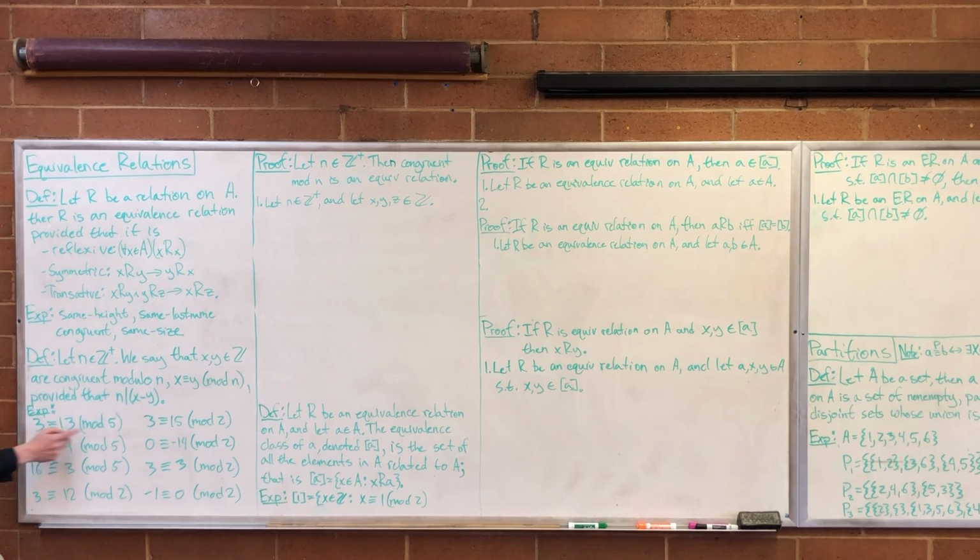What's the remainder when you divide 3 by 5? 3. Do you remember remainders back when you were in 3rd grade doing long division? When I say, what's 103 divided by 10, you would say it's 10 with a remainder of 3. That's what I mean by a remainder. 3 divided by 5 is 0 with a remainder of 3. What's 13 divided by 5? 2 with a remainder of 3. So they have the same remainder. That's another way to think about it.